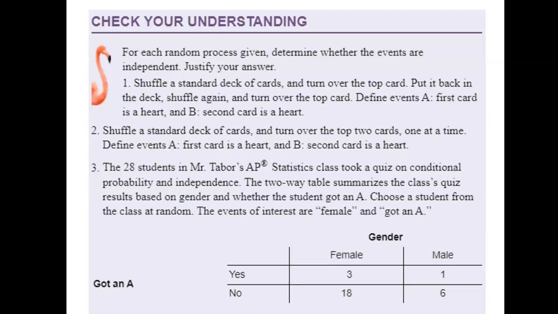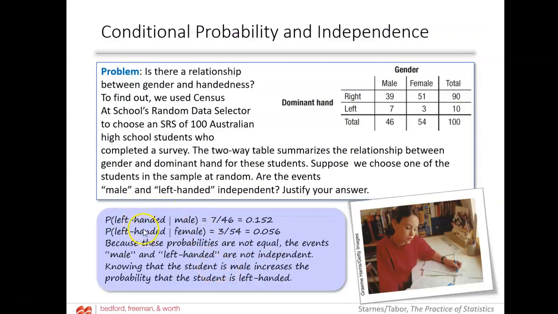Okay, so not independent. Again, they didn't have to do it that way, but it works. Once they calculated this first conditional one, they could have said, what's the probability that someone is left-handed? Well, that would have been 10 over 100, which is 0.1, which is still not equal to 0.152.